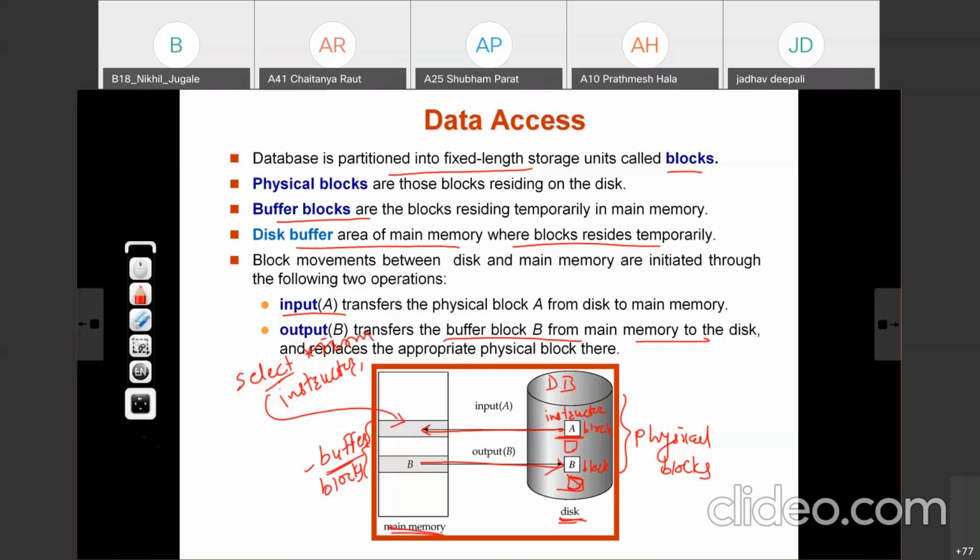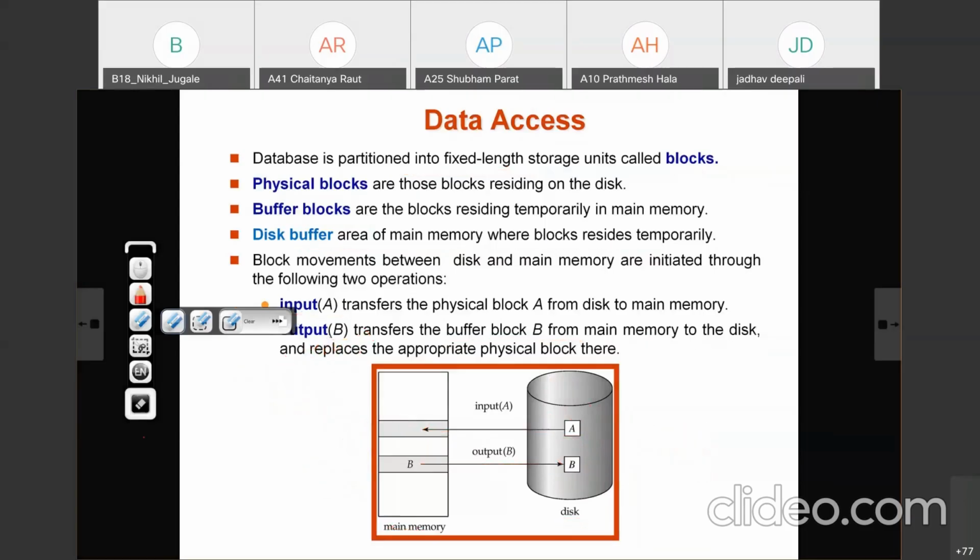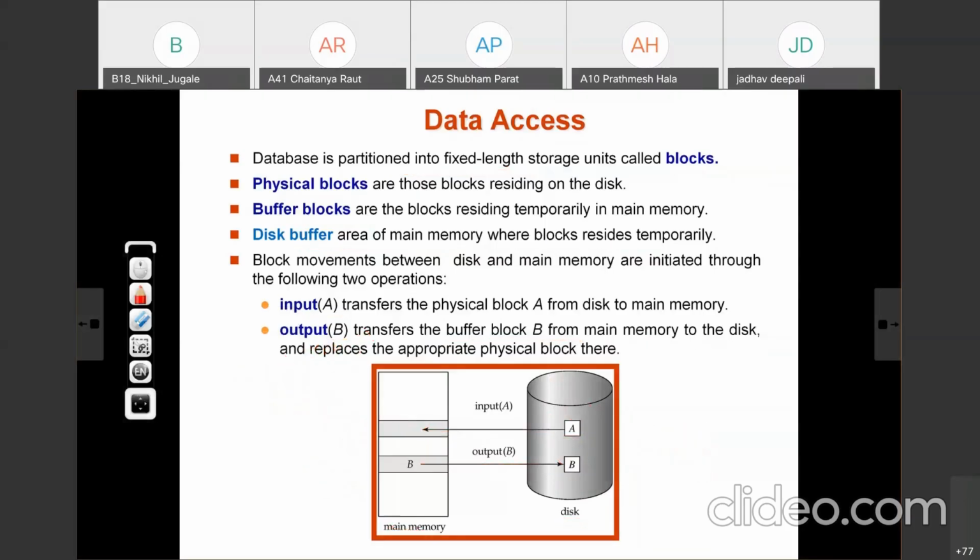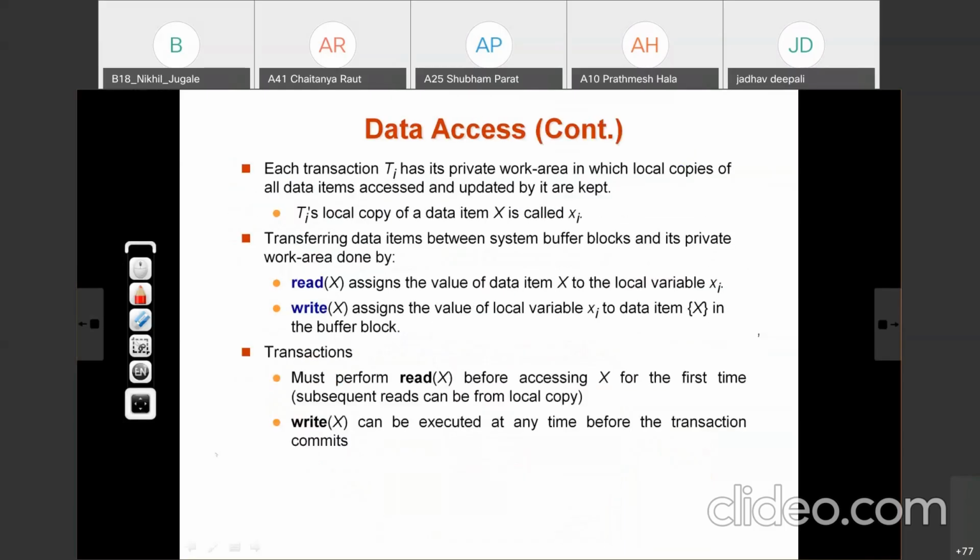Now, remember these two instructions, input and output. Input is the instruction which transfers the physical block from disk to main memory, and output is the instruction which transfers the buffer block B from main memory to the disk. Okay. Now, we move towards the transaction.